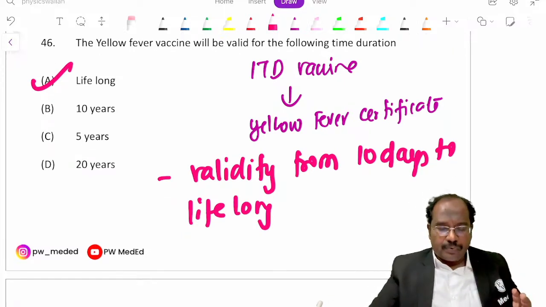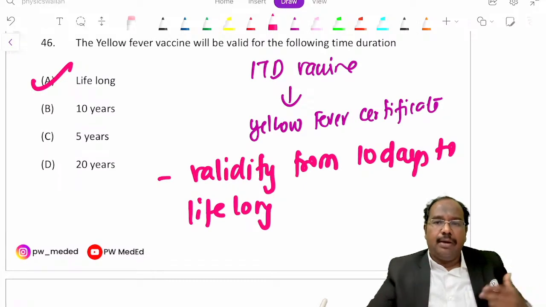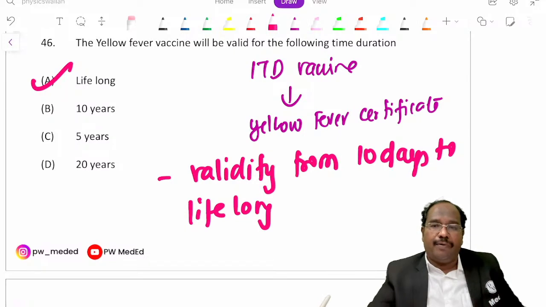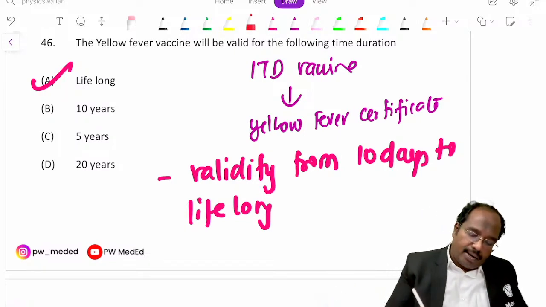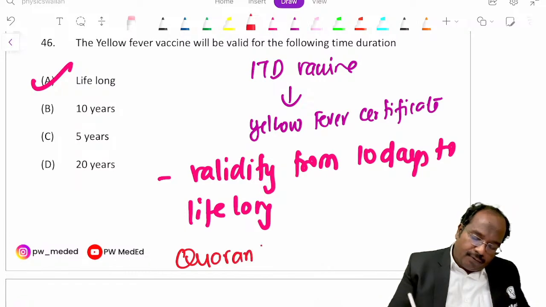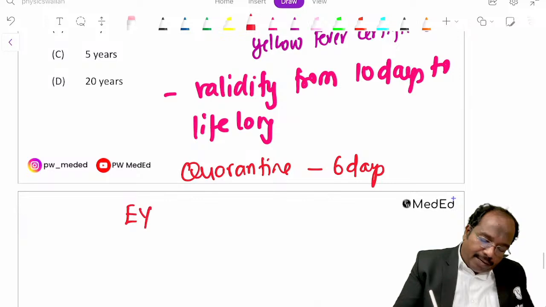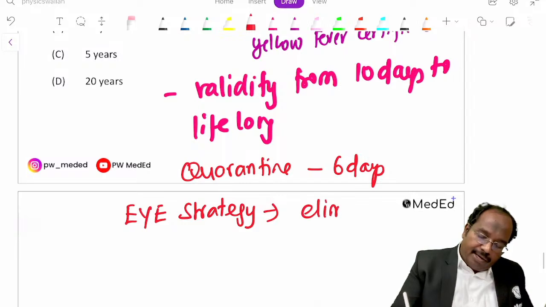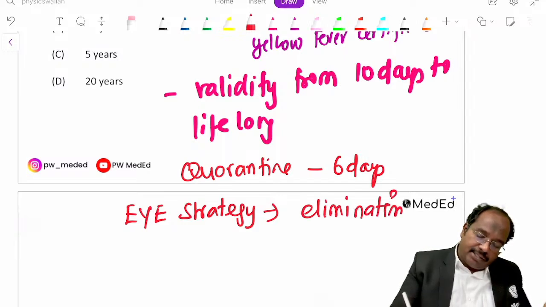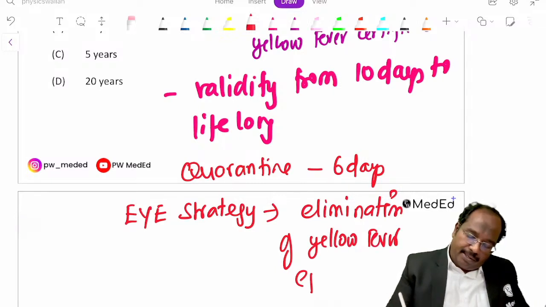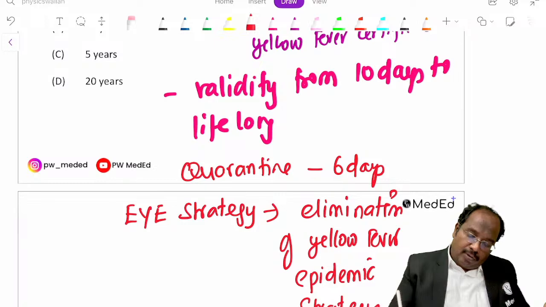Suppose somebody comes to us not vaccinated, but you are suspecting yellow fever. The common question is related to quarantine. How long can you do quarantine for yellow fever? Yellow fever is 6 days, the longest incubation period. What is the IE strategy in yellow fever? It has not been asked so far. It is the Elimination of Yellow fever Epidemics strategy.